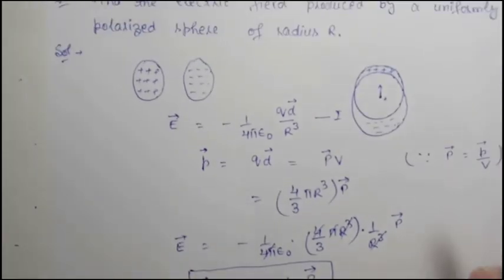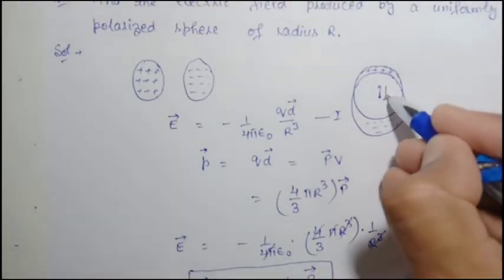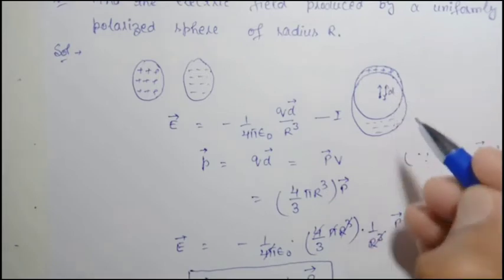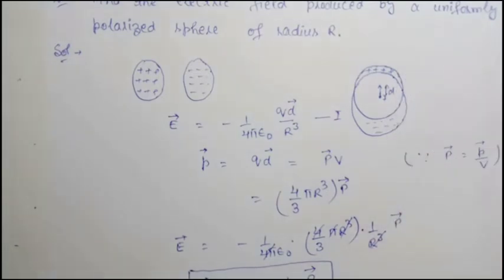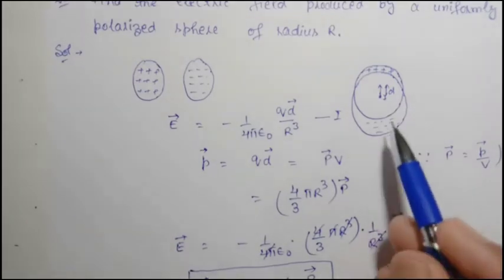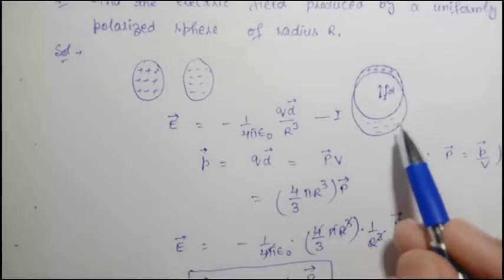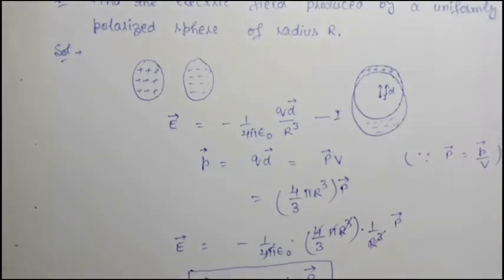So here we have one important point: this is a distance that is displaced from positive to negative charge, but this distance is very small. Okay, here this is an exaggerated picture.